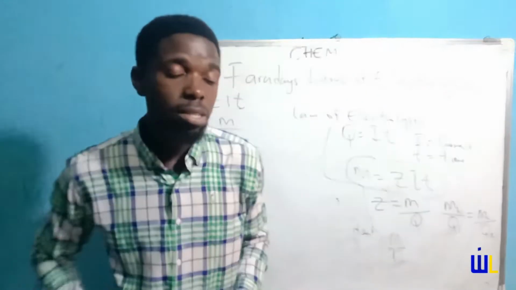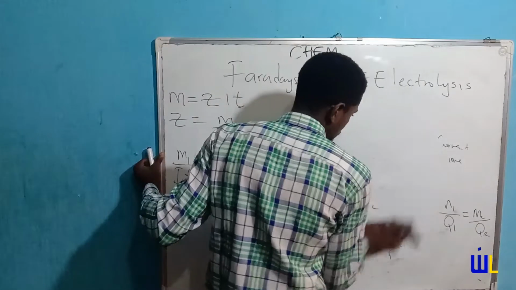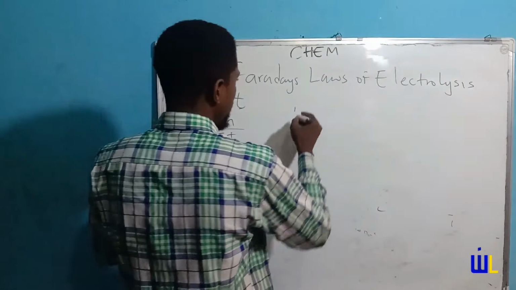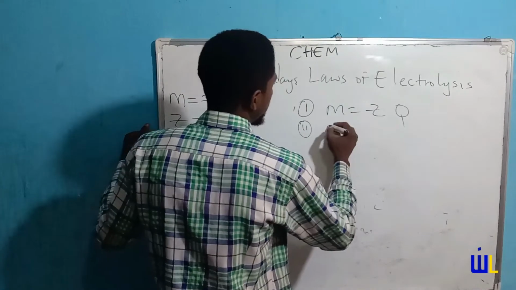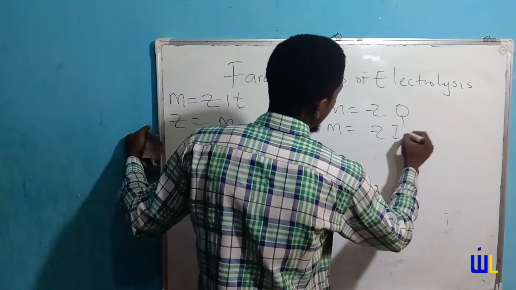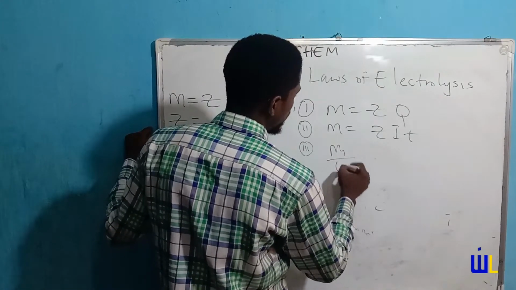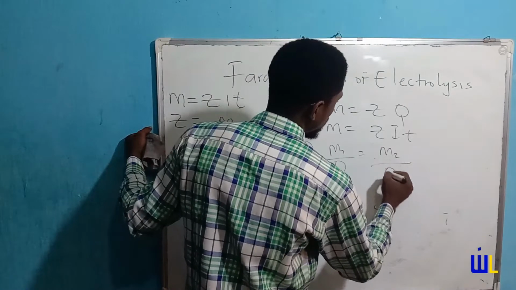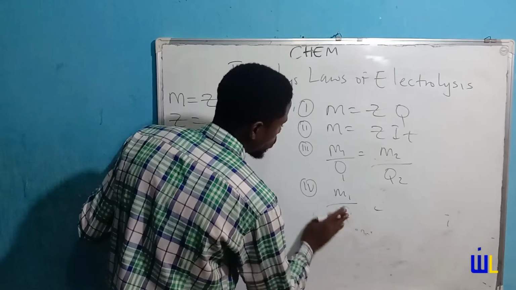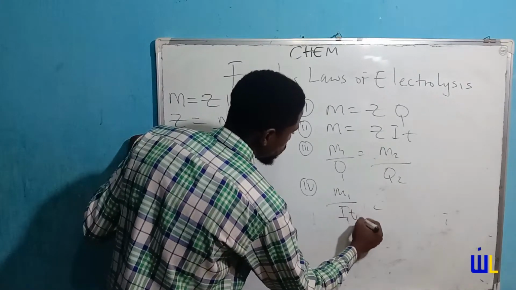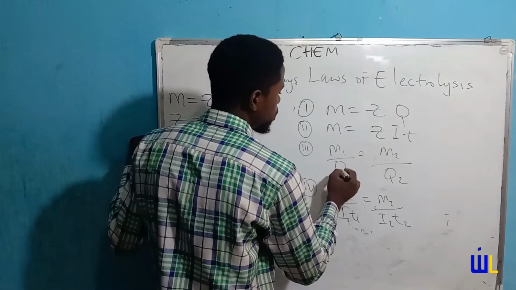We've gotten 4 formulas from Faraday's first law of electrolysis, and I'm going to put that down on this part of the board. So we have the first one, M equals ZQ. Second one, M equals ZIT. The third one, M1 over Q1 equals M2 over Q2. And then the fourth one, M1 over I1T1 equals M2 over I2T2. So please put this down.